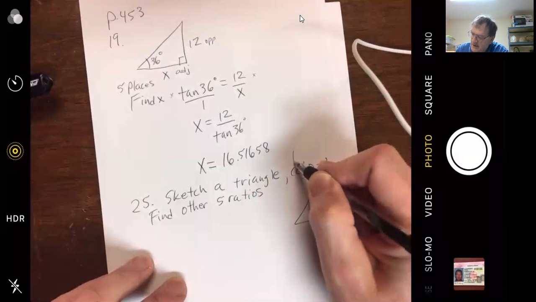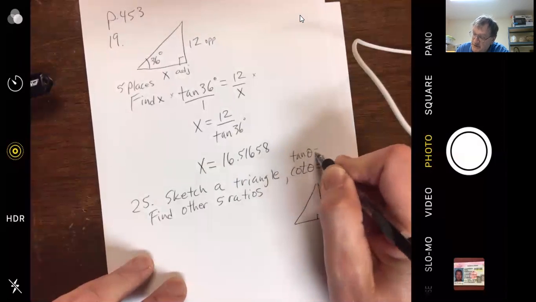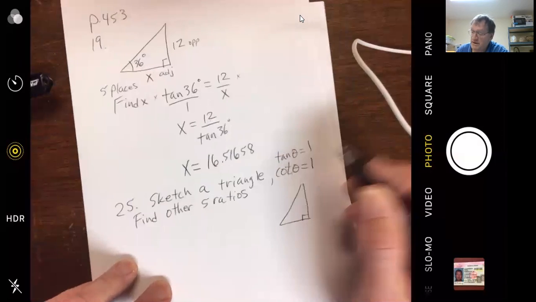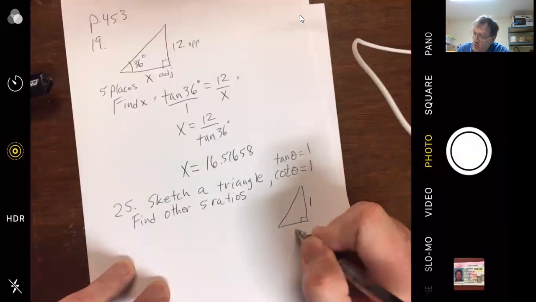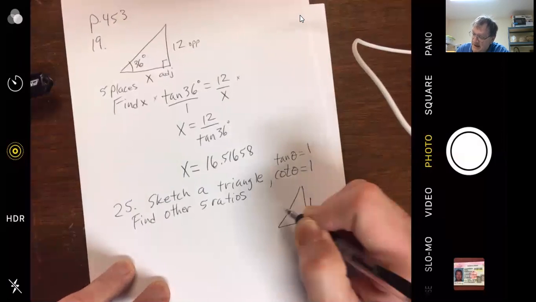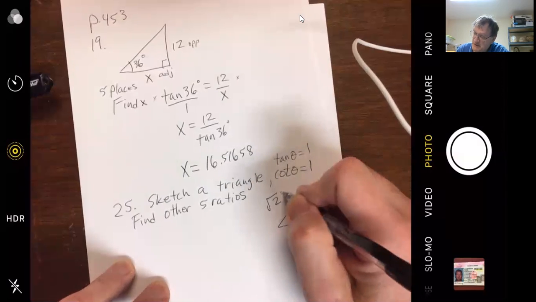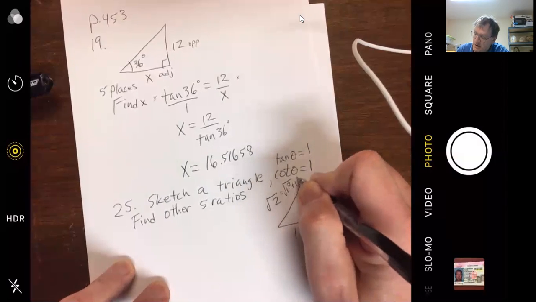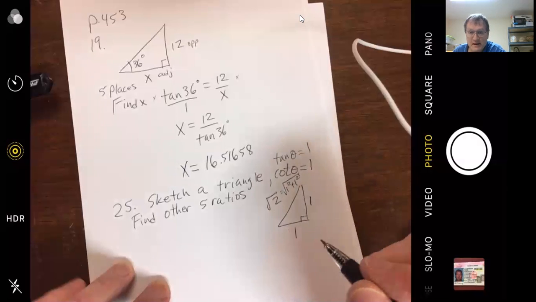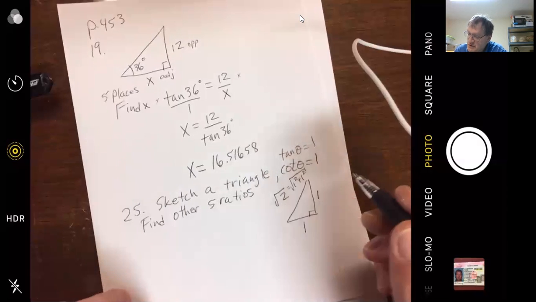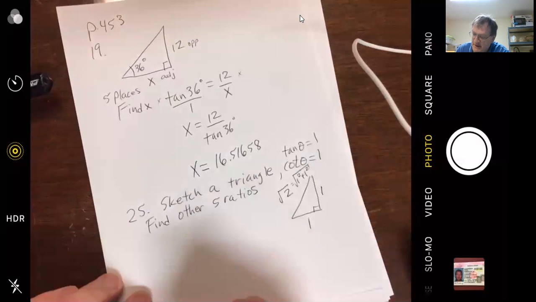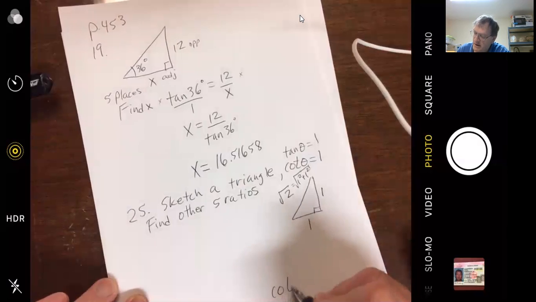All right, well, I do it off the tangent theta. It would also be 1 because it flips. You flip 1, you don't change. So really you have 1 over 1. Then the hypotenuse would be the square root of 1 squared plus 1 squared. 1 plus 1 is 2, square root of 2. So I can get the bottom row real quick.